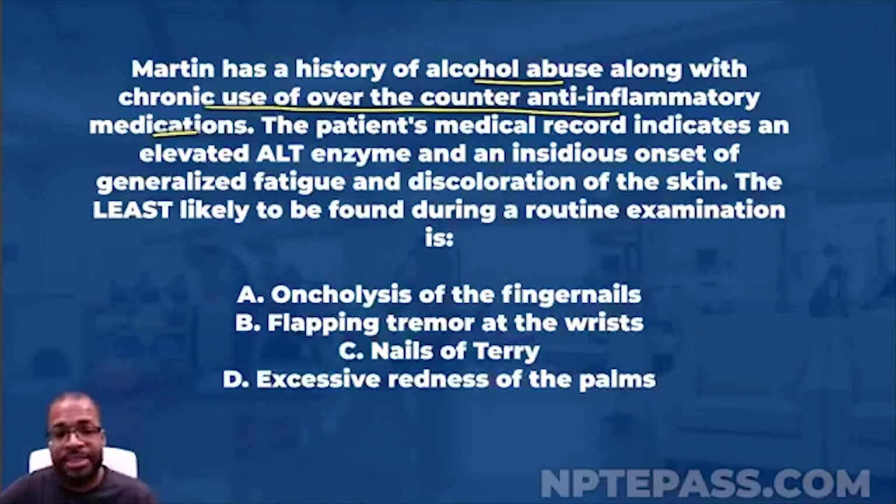Now, as I move to the next, it says the patient's medical record indicates elevated ALT enzyme and an insidious onset of generalized fatigue and discoloration of the skin. I need to slow up again for a moment because I really want to break this down. I think it's important for you to know. Now, when you look through your lab values, maybe you went to the doc and got a CBC and a lipid panel and all these different things, and possibly along those lab values, you saw ALT. Have you? I mean, for those of you listening to me right now, have you ever seen ALT come up as one of the lab values? Well, if you did, do you know what that really means?